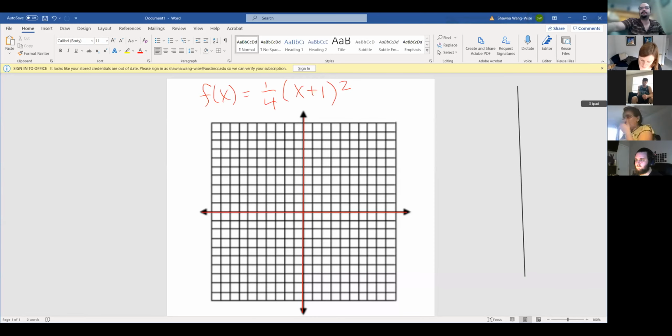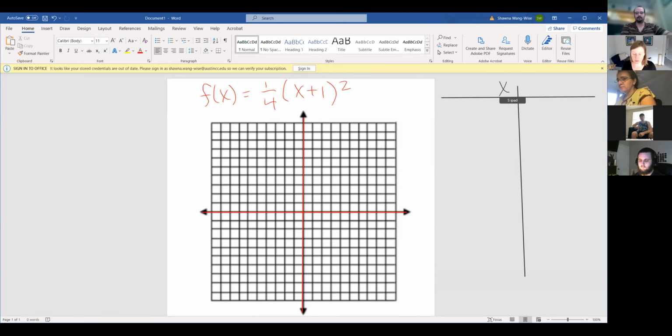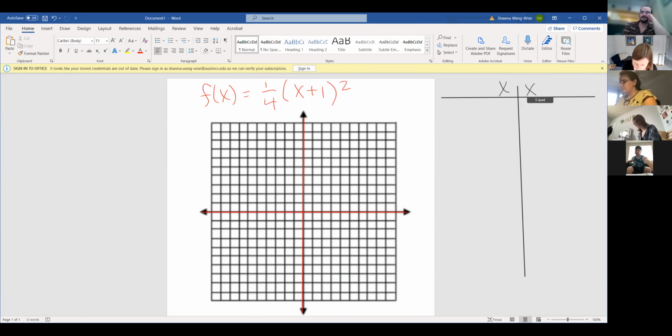Let me make it a little bit bigger. Okay, so what I write in the table is I write my X and then I write my parent function as my Y. So I write X here, and then for this problem, what's our parent function? X squared, yep. So I write X squared here. So I fill in my table with the parent function first. And of course, keep in mind that's Y.